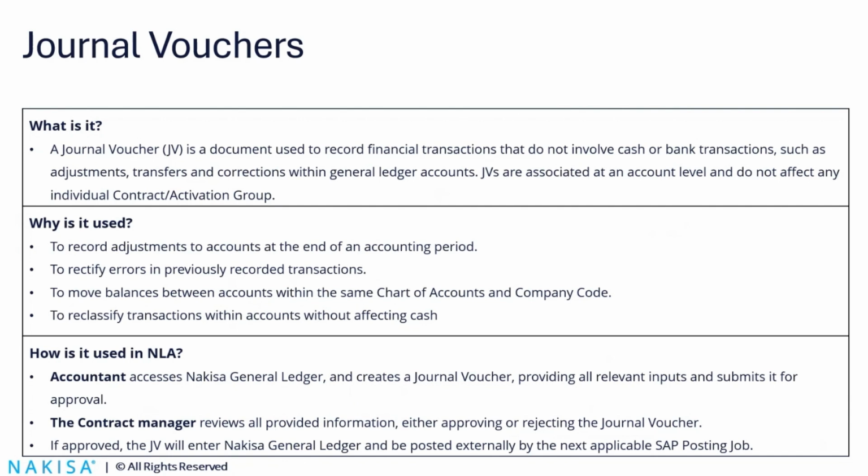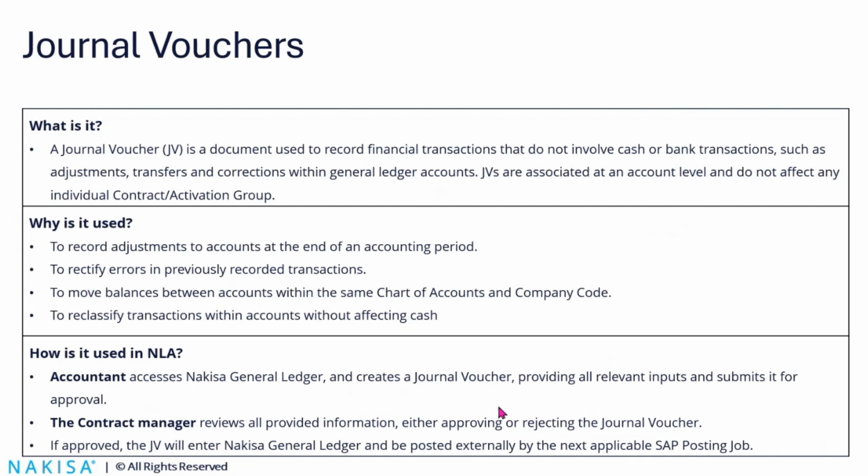Why do we need this? We need this to record any adjustments to accounts, which are probably realized when the user is doing a month end and would like to rectify any error that was previously recorded. They can balance between the accounts in the same chart of accounts and company codes.